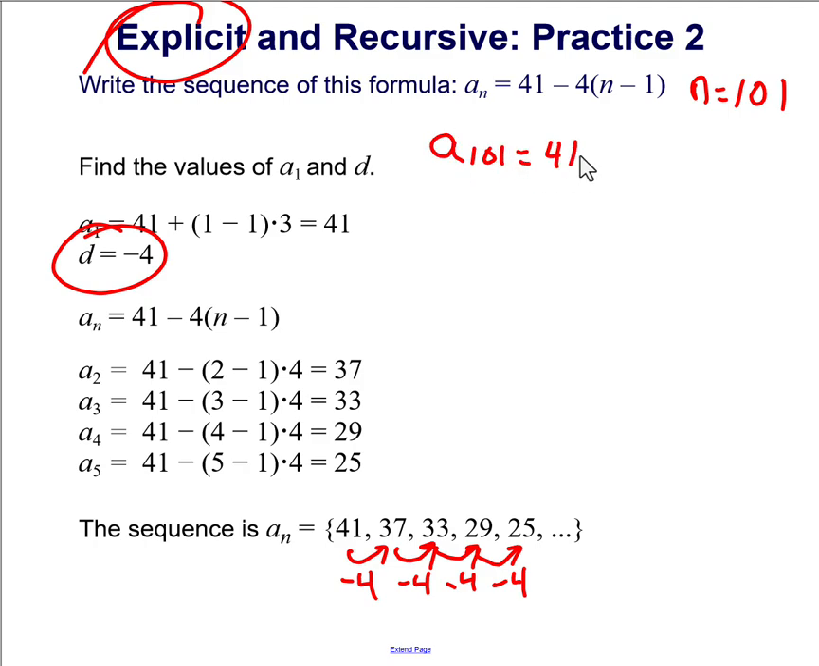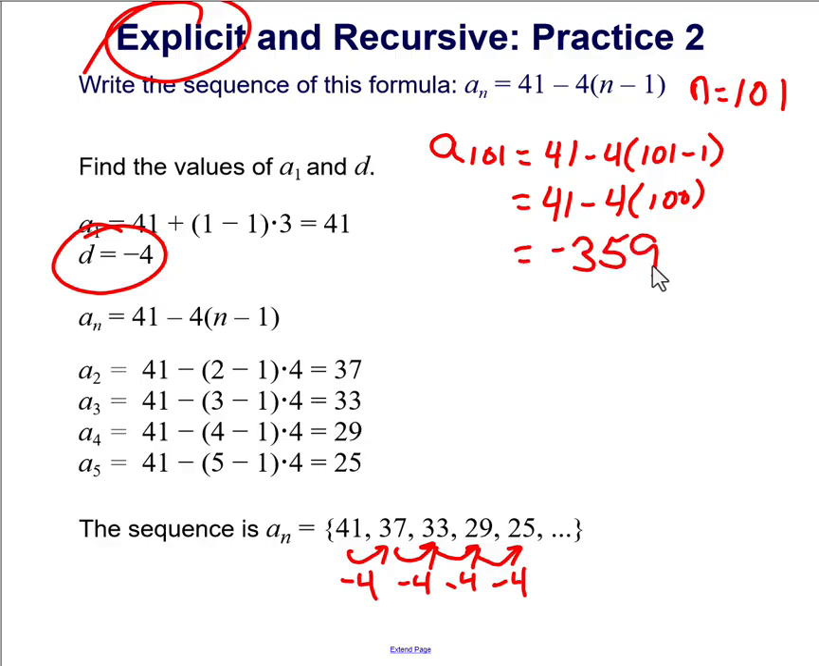and that's going to give me 41 minus 4 times 101 minus 1. And carrying out the arithmetic, we have 41 minus 4 times 100, which is going to equal negative 359. So the 101st term is going to be negative 359. So that illustrates that the explicit formula can be used to find any term without knowing what the previous term is. The recursive formula does rely on the previous term.